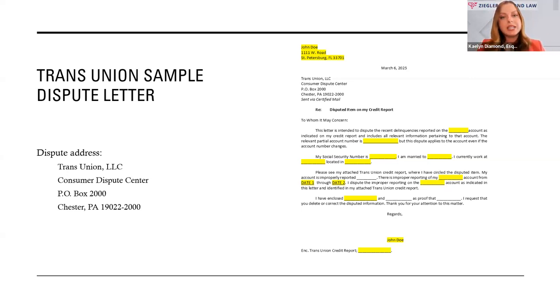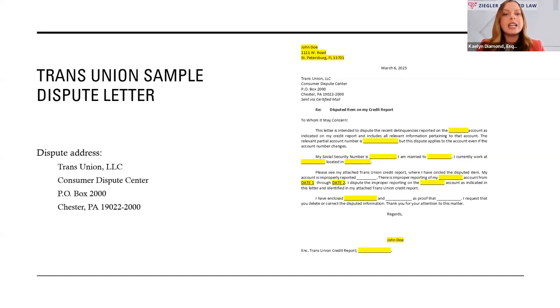Think back to the main three things that we need in here. One is a clearly identified error. So you're going to want to put whatever partial account number you have available into this blank. The letter also confirms that if that account number changes, the dispute still applies to the account.